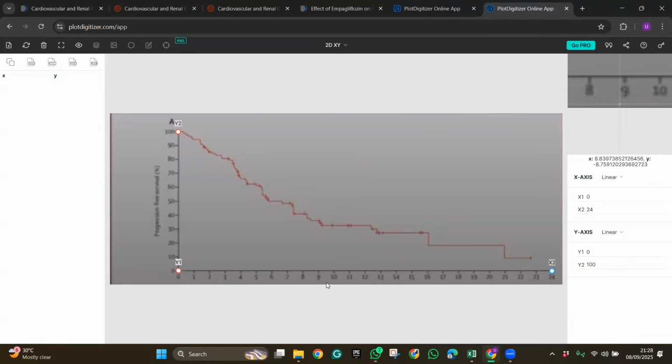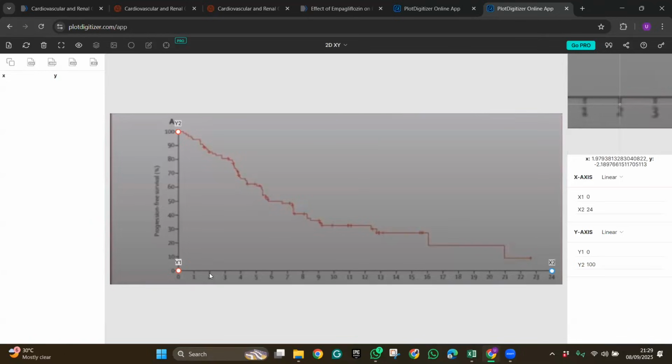And these were the weeks, right? So let's say in my extraction sheet there were 7 studies or 8 studies. Let's say 5 studies reported this outcome, progression-free survival, at 2 weeks. 5 studies reported progression-free survival at 2 weeks.